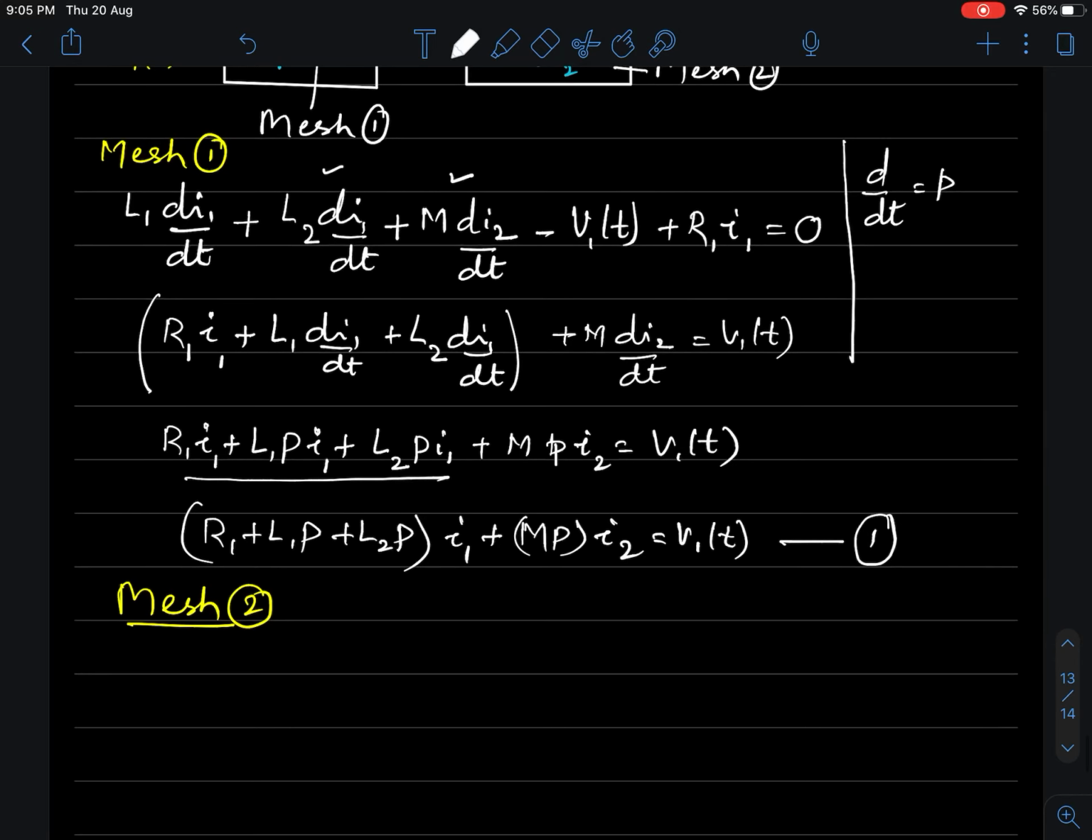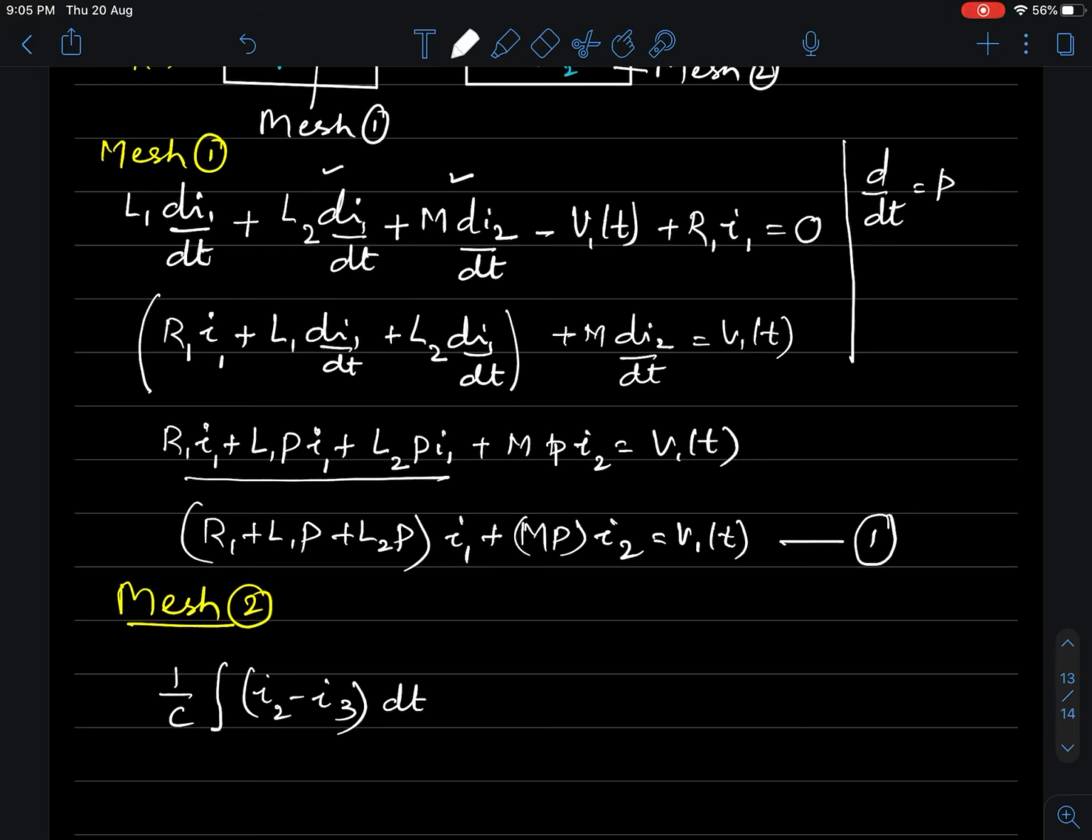What is the voltage induced across a capacitor? It is 1 by C integral I dt. What is the current that the capacitor carries? If I start from the left and move towards the right, then the current flowing in that direction would be I2 minus I3. This is the current that the capacitor carries. Current I2 is flowing from left to right, I3 is flowing from right to left, and we are moving from left to right, so the current is I2 minus I3 into dt.